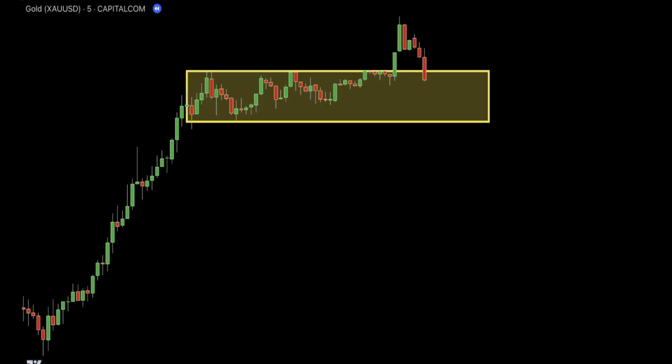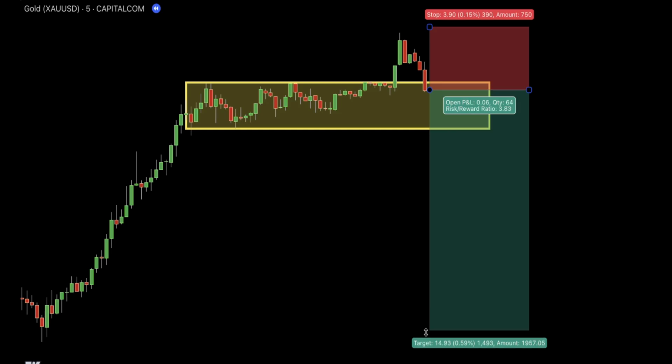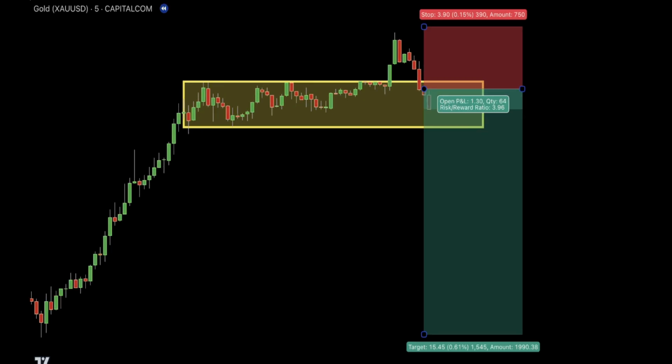Here's how to enter the trade. Place your trade at the close of the candle that closes back inside the range after the liquidity sweep. Place your stop loss above the highest candle in the range to avoid getting stopped out by market fluctuations. Set your target at the next support level. Now, look at what happens next.